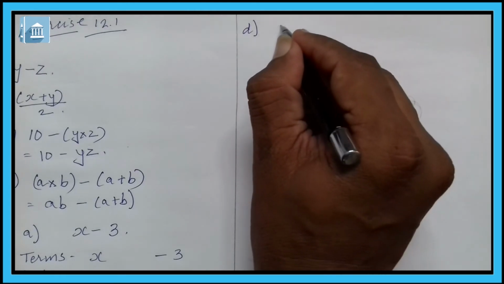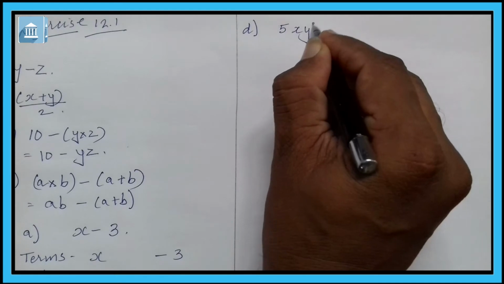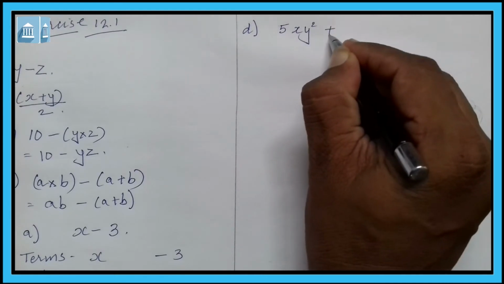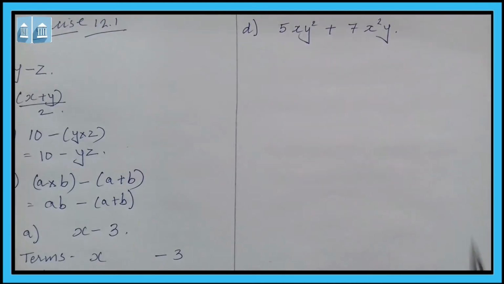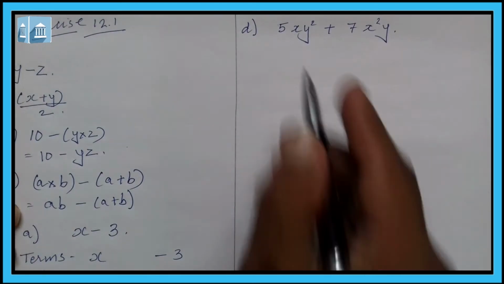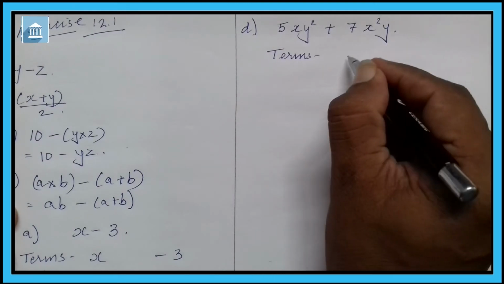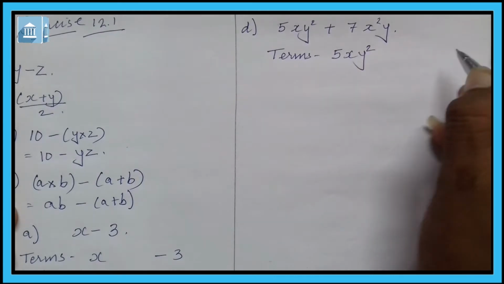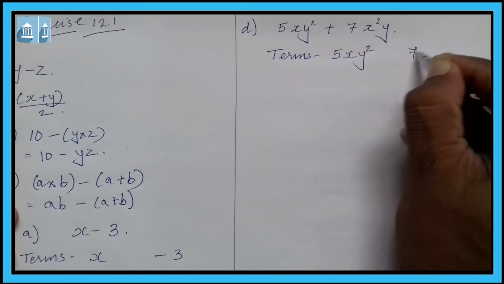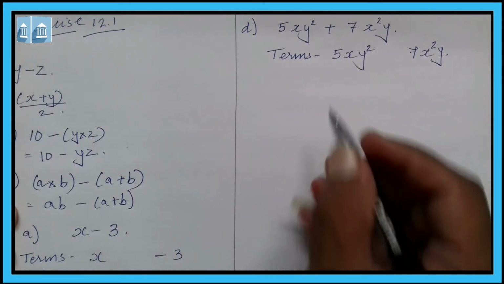D is 5xy square plus 7x square y. First we have to find out the terms. So the terms, two terms are here, that is first one is 5xy square and second one is 7x square y. So these are the two terms.